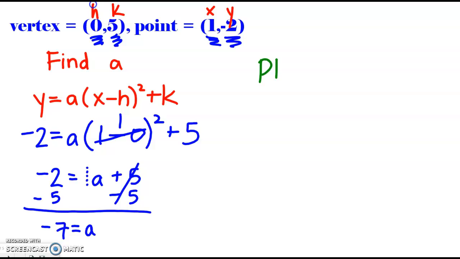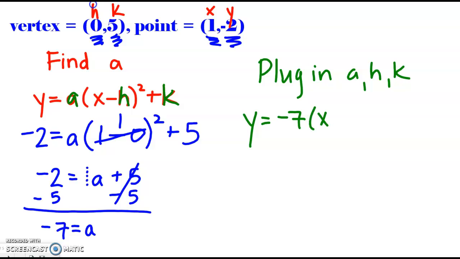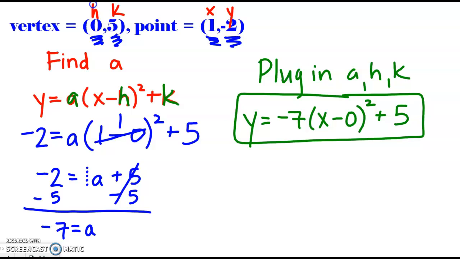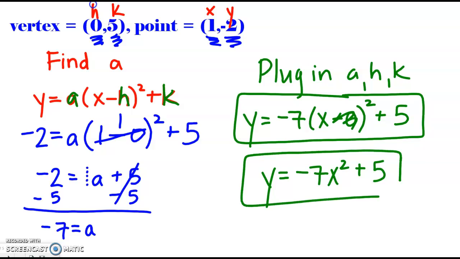So then you plug in a, h, and k. Right? So we go y equals a is -7, x minus h is 0, quantity squared, plus k is 5. Technically you could leave it like that, but that -0 is bugging me. So I'd probably go y equals -7x squared plus 5, because the -0 doesn't really do anything. Either one of those would be fine.